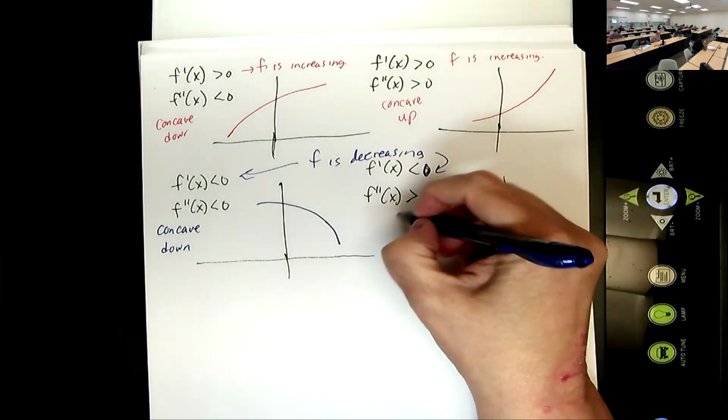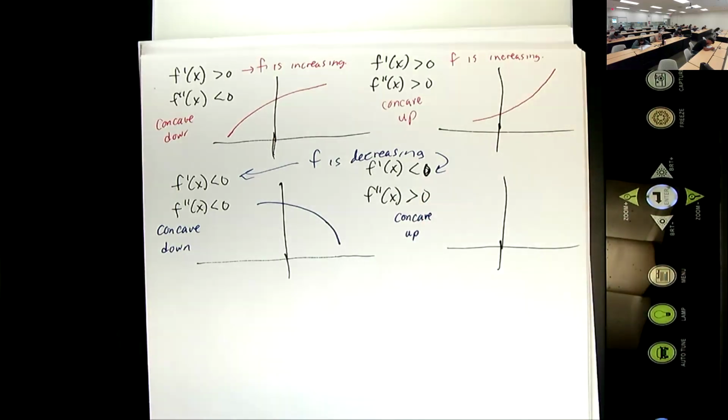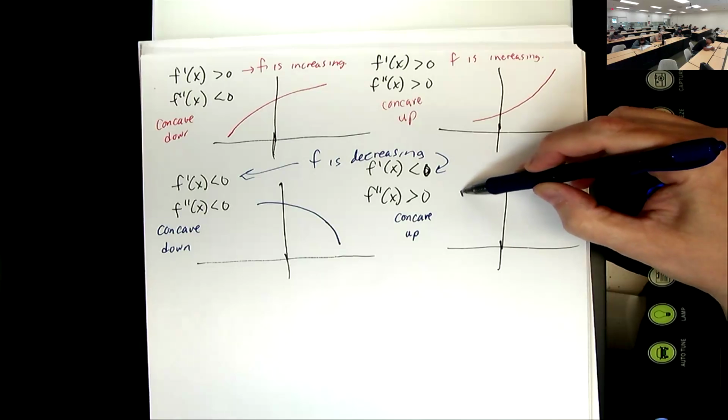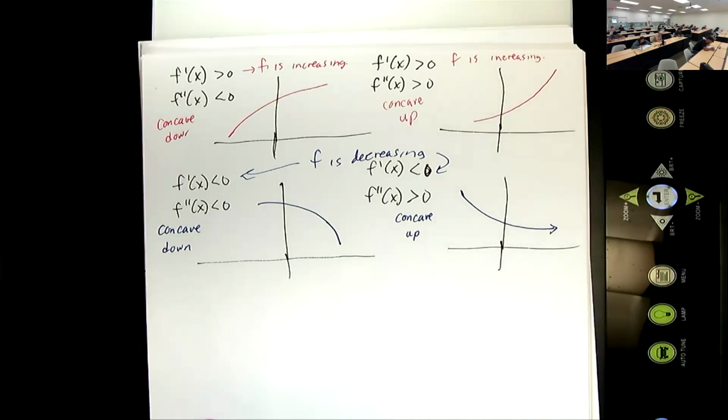And here it's concave up. Which means even though the value is going down, the bowl has gotta be upwards, it's kind of like that. So it's decreasing, but the slope is slowly increasing.